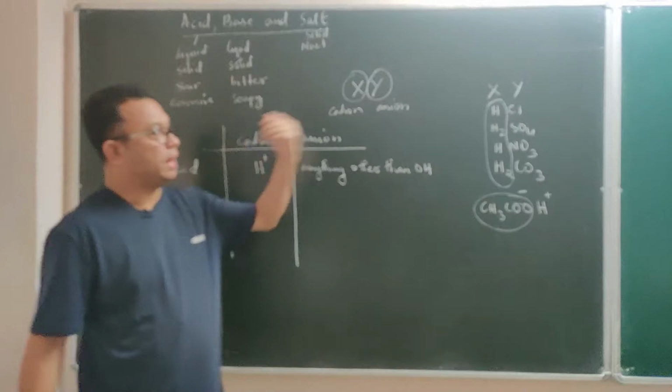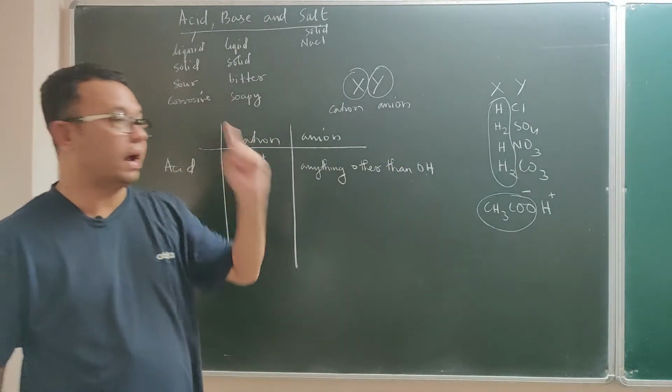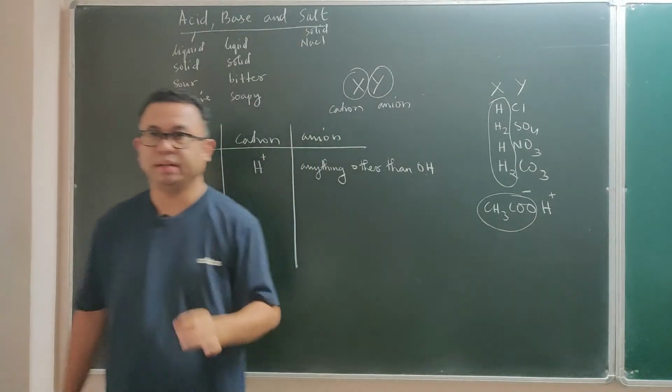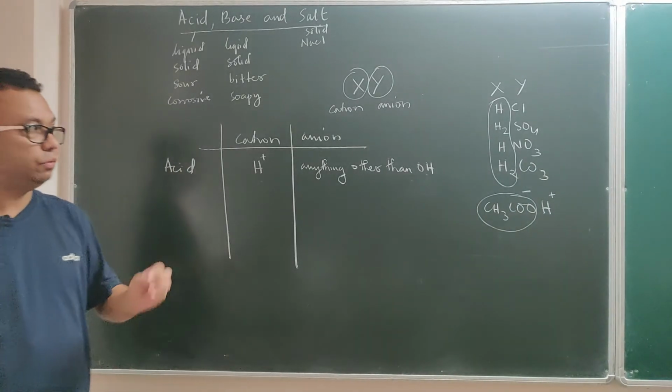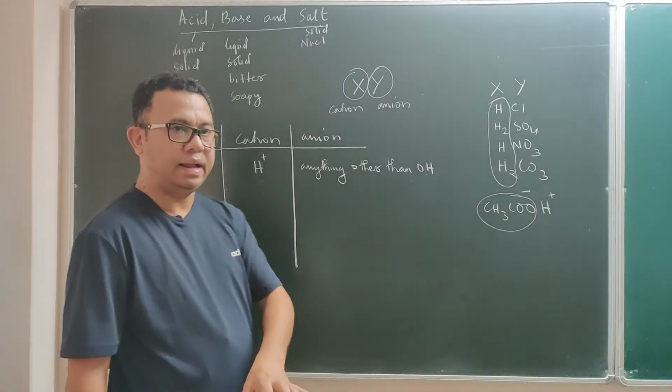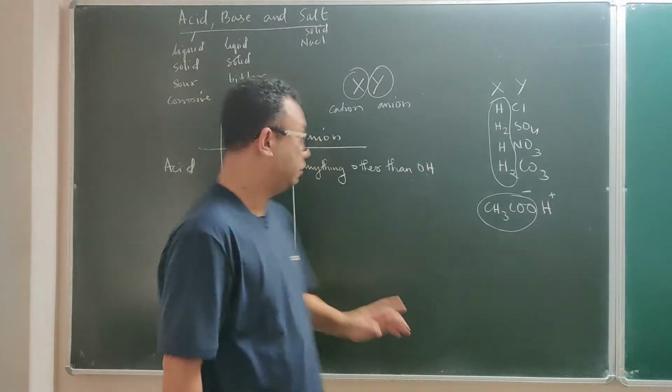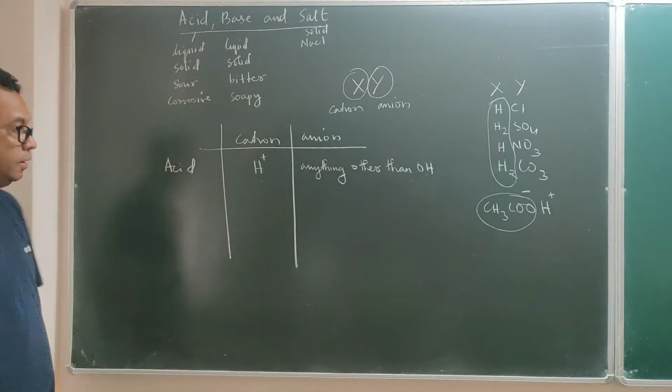So when I am writing a formula of an acid, you look for hydrogen, because hydrogen happens to be an integral part of all acids. Without hydrogen, there is no acid. So that's why if you see the formula of an acid, every acid must contain hydrogen. This is how you recognize an acid.